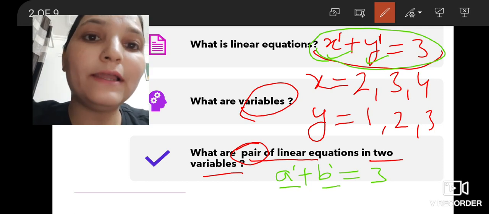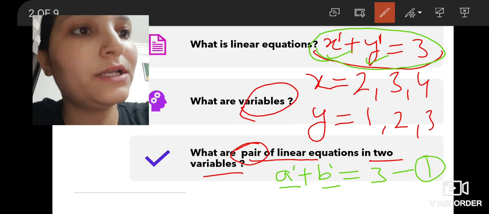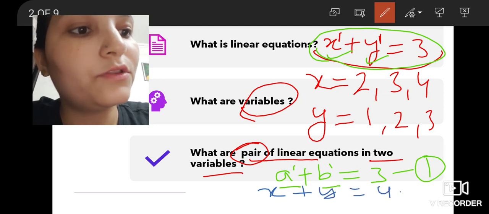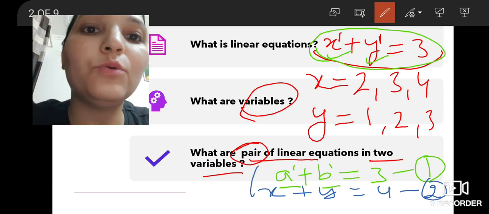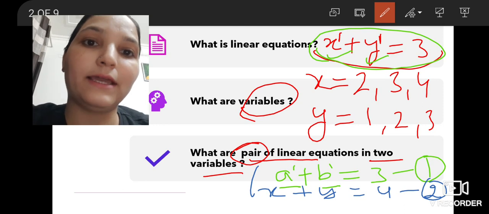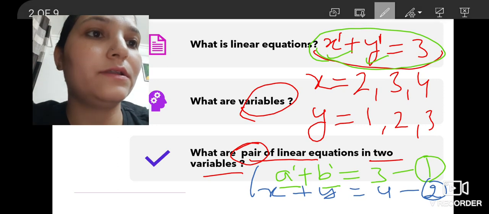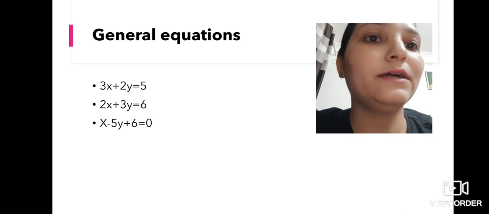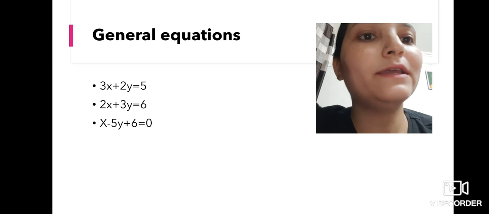And then a pair of linear equations means you have two equations, like this is one equation and another equation, like x plus y is equal to 4. So this is your second equation. These two are the pair of linear equations in two variables. So we learned about these things in our chapter. Let me show you next. These are general equations, the general form of a linear pair.